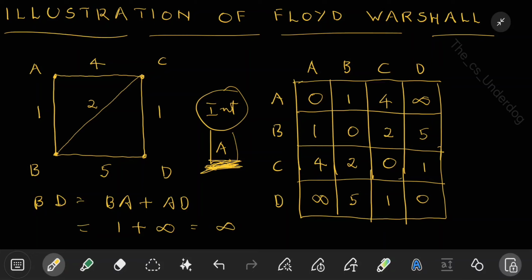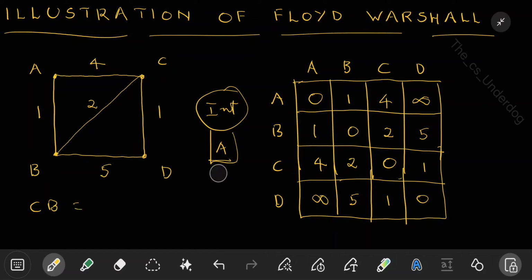What about the next one? Let us say I'm considering this particular row. CA I can skip. Next is CB. CB is presently 2. If I take CB with A as intermediate vertex, what will be the value? It will be CA plus AB. CA itself is 4, plus AB is 1, so it will be 5. But 2 is better than 5, so I'll keep 2 here. This 4 is also kept as it is. This 1 is also kept as it is.